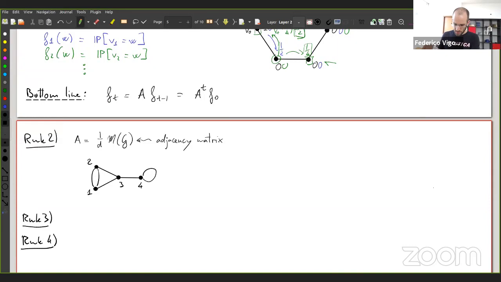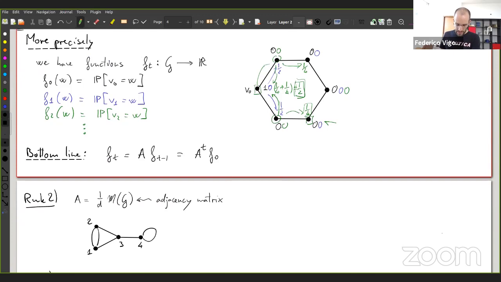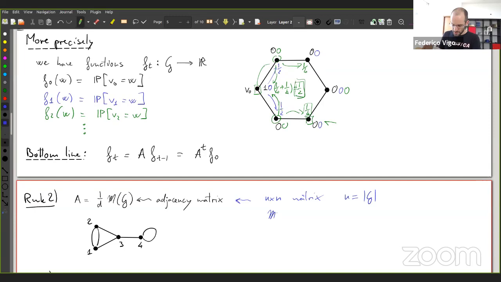And now, so this was the first remark about the averaging operator. And now we start a few extra remarks. One easy remark is that the averaging operator is actually equal to 1 over d of the adjacency matrix of the graph, where the adjacency matrix is the n times n matrix, where n is equal to the number of vertices of G. And it has, at the ij coordinate, the number of edges from i to j.